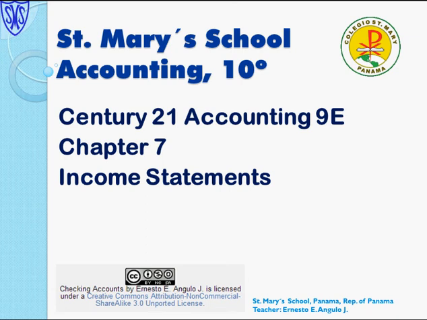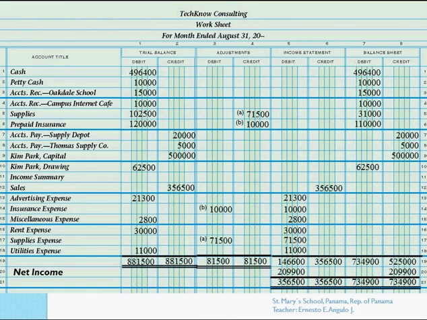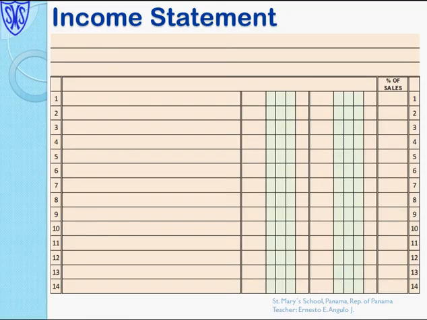In this lecture about Chapter 7, we are going to see how to create or prepare income statements. First, remember that you have a worksheet in which you have all the income statement accounts, which is all the incomes and outcomes that you have in the period. Now, to prepare, we are going to use this format with two columns.